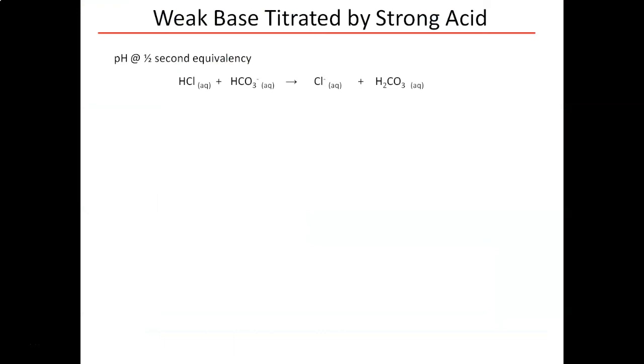Okay, at my half equivalency for my second equivalency point, I would have this reaction going on. Calculate. And I would get a pH of 6.36.